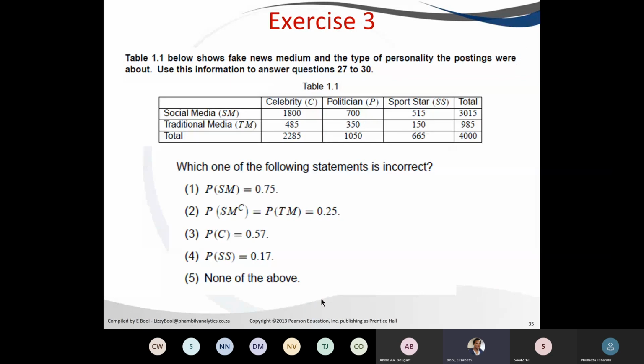Okay, the next question. This might take us longer. Let me give you a hint because it's 10 to. It says, if you are given the table, which one of the following statements is incorrect? The probability of social media, the probability of complement of social media is the same as the probability of traditional media, which equals 0.25. The probability of celebrity and the probability of sports star.